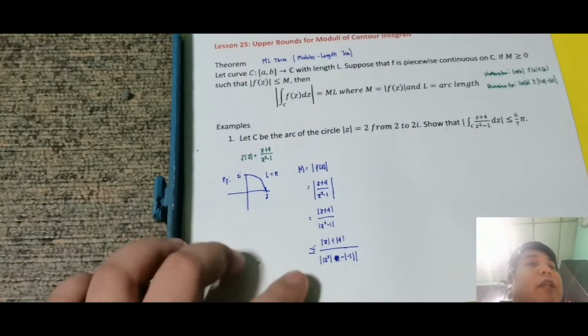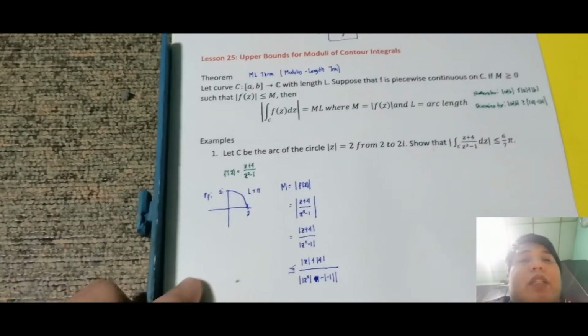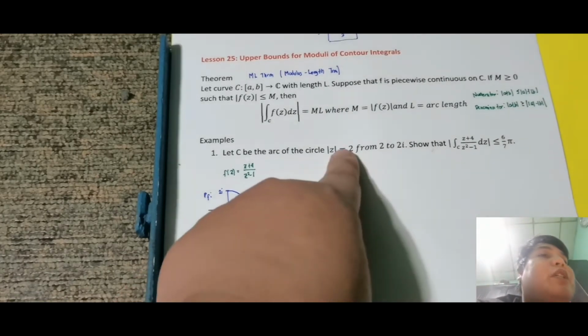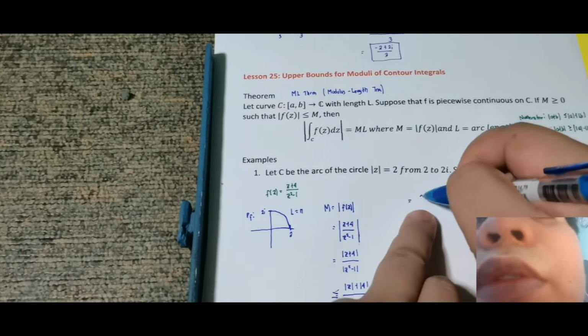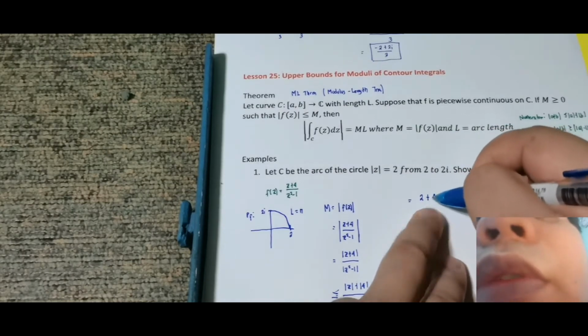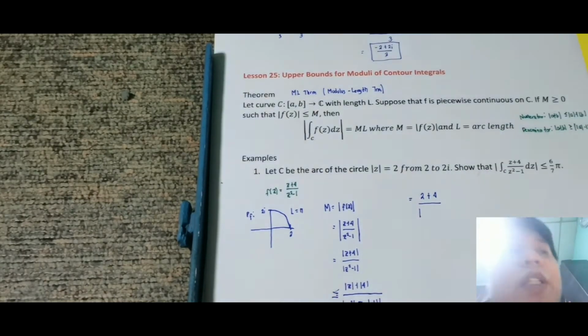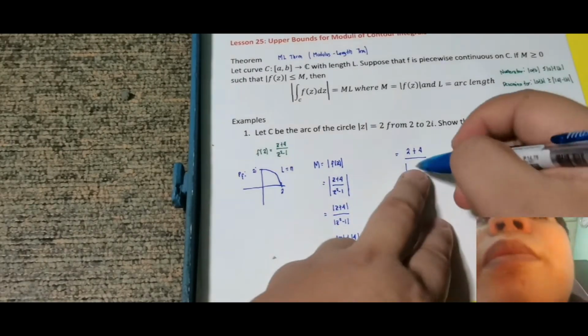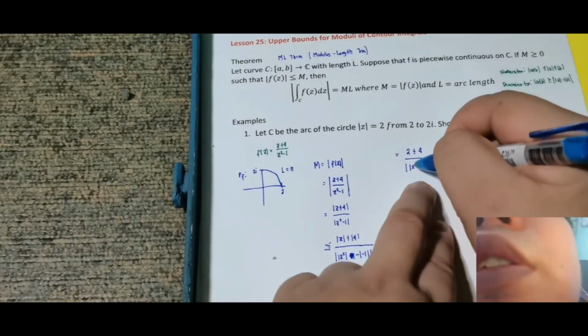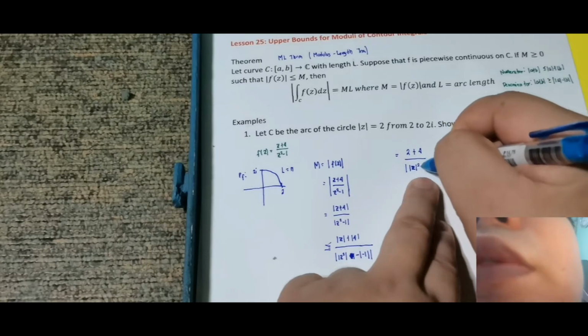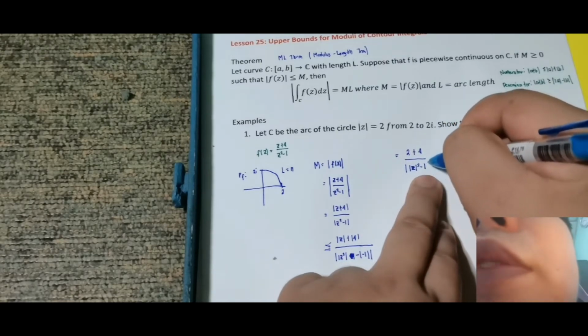Kasi nga ito yung M natin. Okay? So next is, ano yung modulus of c? Modulus of c is 2. So papalit lang ko to. So this is equal sa 2 plus modulus of 4 is just 4 all over modulus of z squared. So note that yung modulus of z squared is pwedeng ganito. This is modulus of z raised sa 2 minus modulus of negative 1 is just 1.